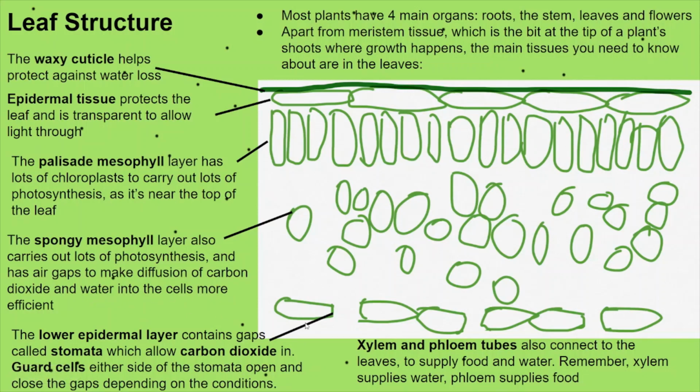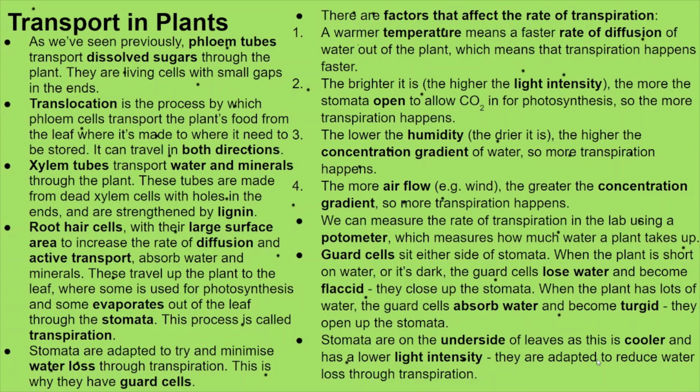These lower epidermal cells have a similar function, but they also have gaps called stomata, which allow the carbon dioxide to diffuse in, and they've got the guard cells either side, which we'll look at in more detail in a bit. And xylem and phloem tubes, again, we saw these in the last video. They connect to the leaves, they supply food and water: xylem supplies water, phloem supplies the food. That's very important to remember. So then we're going to look at the plant transport systems, xylem and phloem, in a lot more detail. So the phloem tubes transport the food, the dissolved sugars, through the plant.